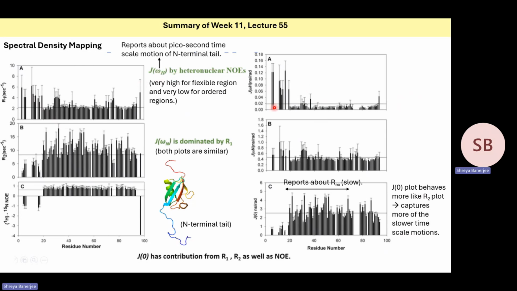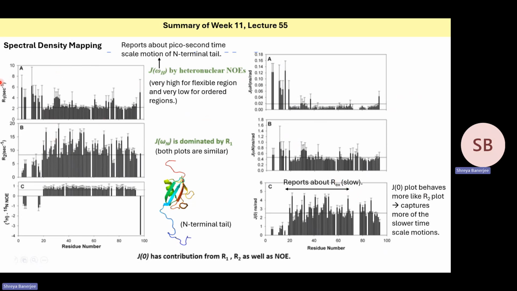And J omega H we can see is very high for the flexible regions and is very low for the ordered regions. J omega N, the plot is very similar to R1. If you compare the plots of J omega N and R1, they are very similar. In both, the initial values are high and the ordered region values are low. And J0 is dependent on all three, R1, R2, and NOE. And within R2, we know R2 consists of the intrinsic R2 as well as the exchange R2. So the J0 can even give you information about the exchange phenomena.